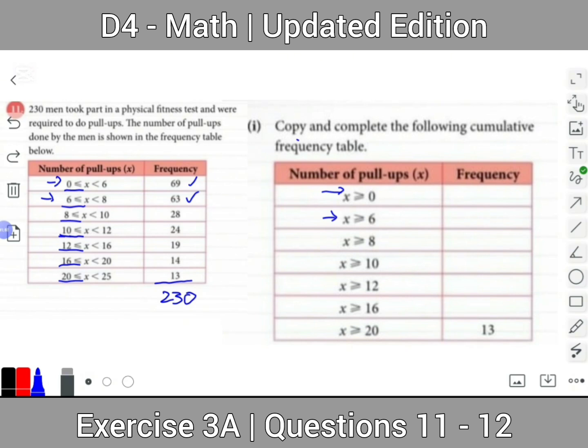So when we are going to calculate the cumulative frequency of everything more than 0, it means the frequency from 0 to 25. So every frequency will fall under this class interval. We know that the total frequency is 230. So the first entry of the cumulative frequency table is 230.